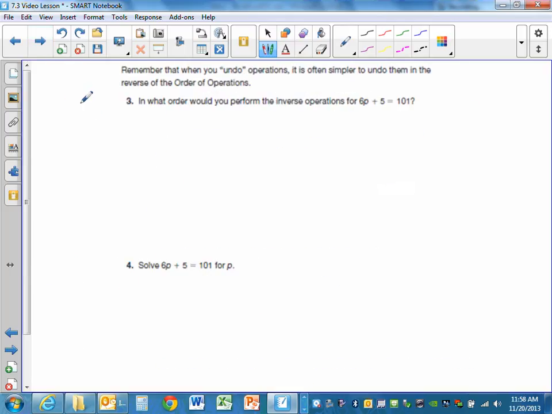Remember that when you undo the operations, or do the inverse operations, it is often simpler to undo them in reverse order. So instead of going from top to bottom in order of operations, you're going to start down here at the bottom and work your way up. In what order would you perform the inverse operations? Well, first you would do the subtraction, and second you would do the division.